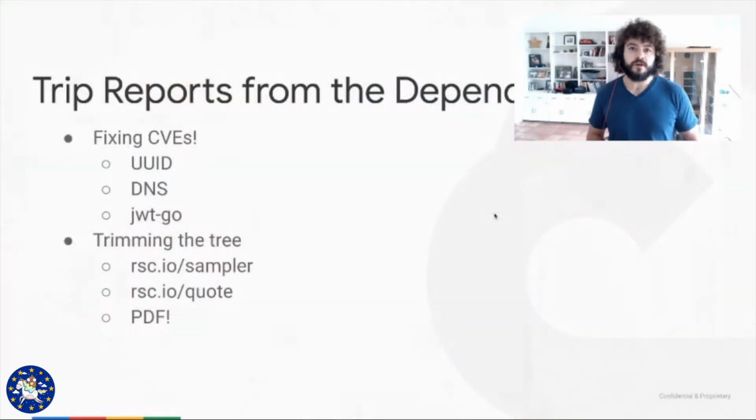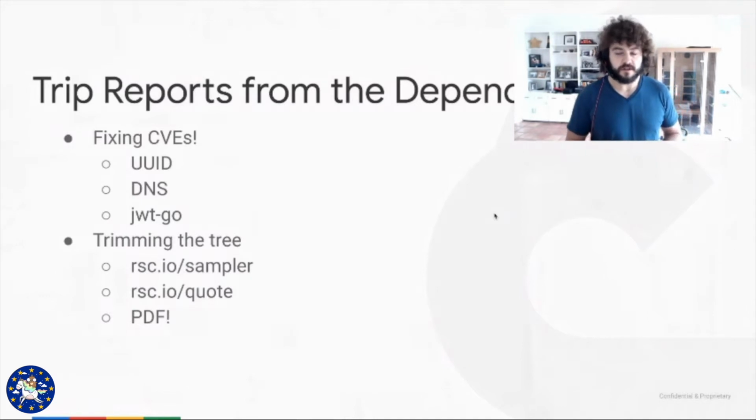So we're going to start out by focusing on CVEs. I ran a couple different open source scanners on the vendor tree of Kubernetes and tried to fix up some high security CVEs I found. I'm also going to talk about some proactive steps I took at the end to try to trim the dependency tree to make it so there are fewer things in there and it would be easier to fix CVEs in the future. Some of these are pretty fun and there's a little challenge at the end as well.